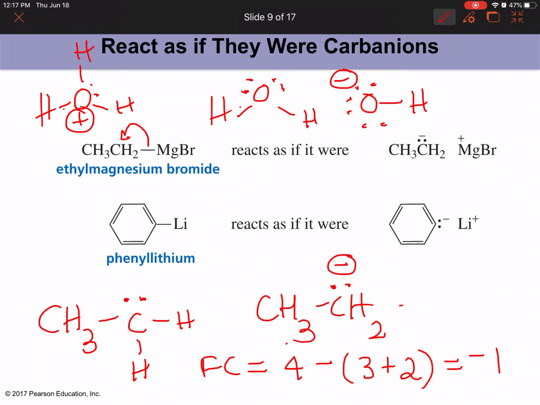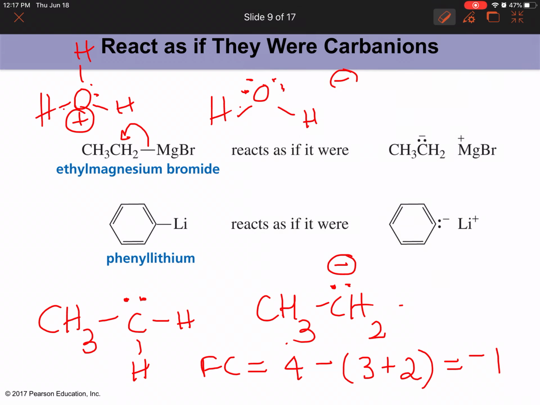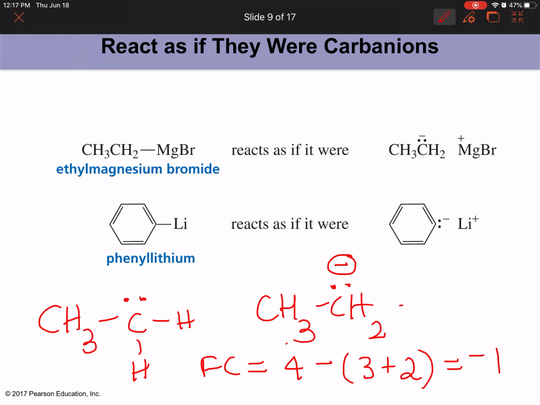So likewise, the carbanion has the lone pair and the negative charge. Alright, so that's the carbanion. So it can react as if they were carbanions, meaning now they can act as a nucleophile. And then phenyllithium reacts as if it were a benzene carbanion. Let's say that to be safe. Benzene carbanion.